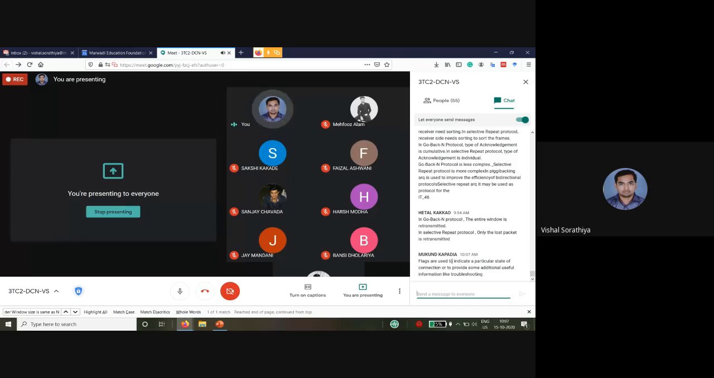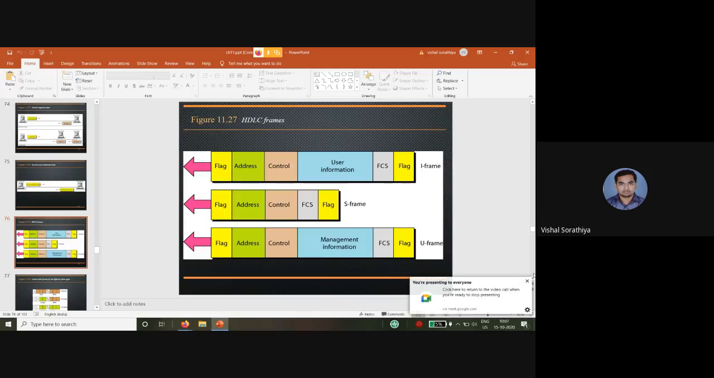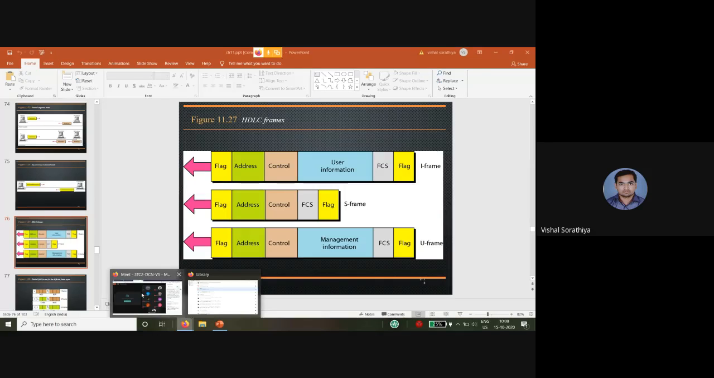Flags are used to indicate a particular state of connection or provide some additional useful information like troubleshooting. We can say like that also. More in general, in simple words, we can say to distinguish between different frames. अभी मैं ऐसा करूं कि मेरे पास आई फ्रेम है. अभी आई फ्रेम के बाद जस्ट अ सेकेंड.